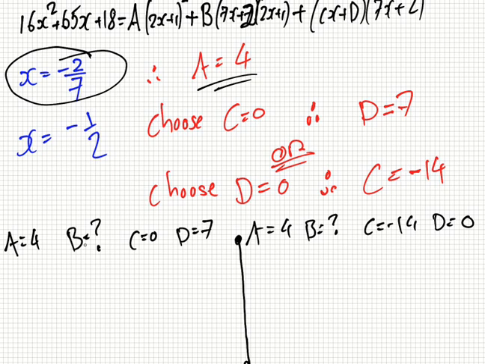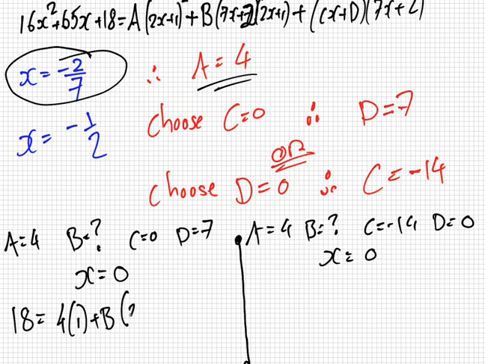Okay, now the nice thing here is, because there's only one thing left I don't know, in fact I can make any choice for x, because I know A, I know C, I know D, I don't know B, so I could just choose, for example, x equals 0. So if I choose x equals 0, I'd get 18 equals A, which I know, times 1, plus B, which I don't know, times 2, plus C, which is 0, D, which is 7, times 4. I'm just subbing in the information back here.